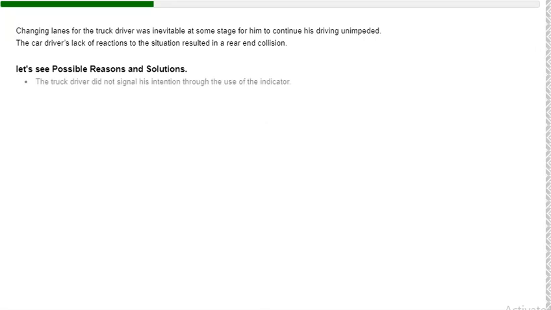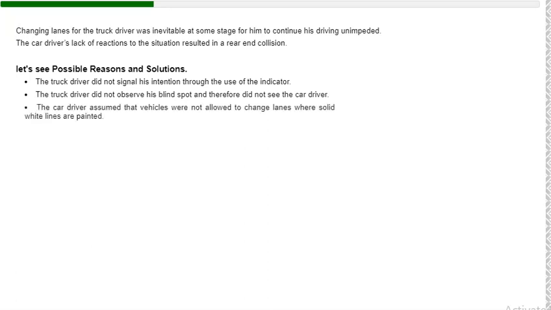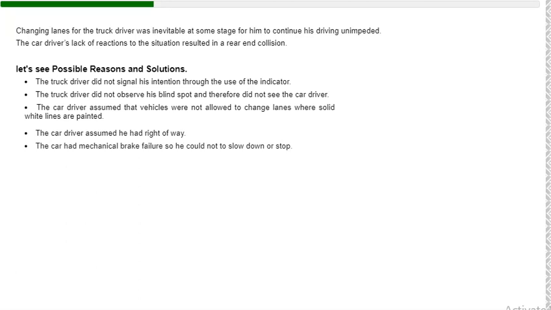The truck driver did not signal his intention through the use of the indicator. The truck driver did not observe his blind spot and therefore did not see the car driver. The car driver assumed that vehicles were not allowed to change lanes where solid white lines are painted. The car driver assumed he had right of way. The car had mechanical brake failure, so he could not slow down or stop. The car driver was probably distracted by way of mobile phone usage, etc.